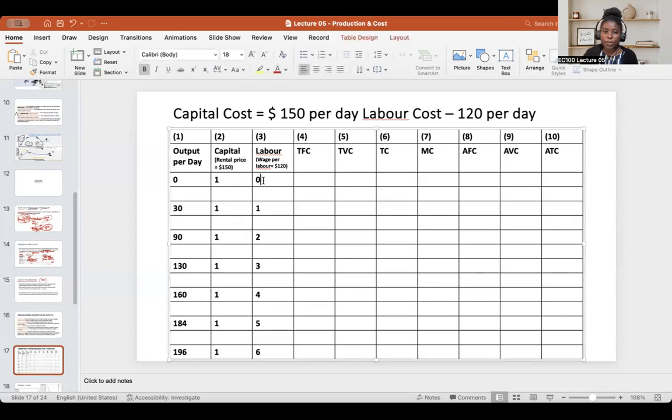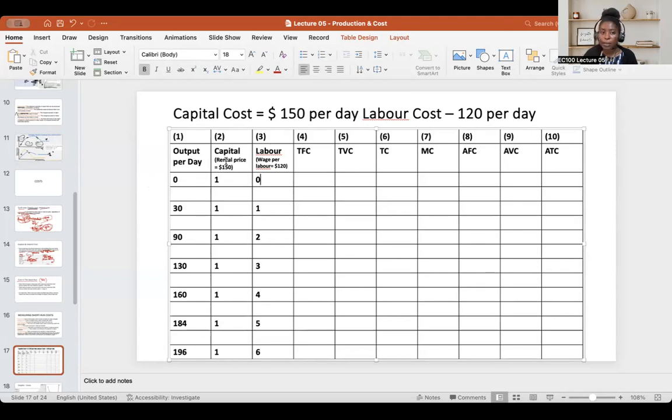Okay, so here, this is an example now. We are continuing with our example of the car wash business. This is the output, the amount of cars washed per day. And then we have capital, the automated line. These are inputs, right? Inputs.